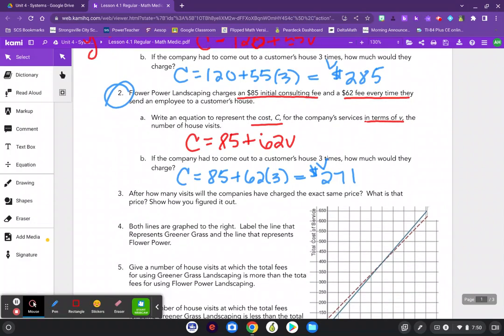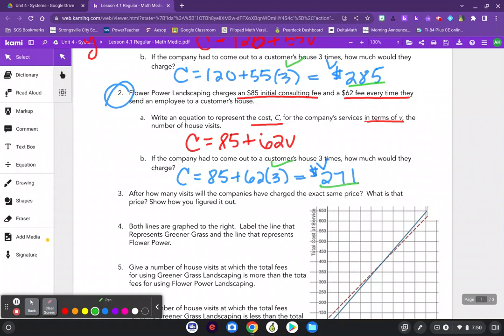It says, after how many visits will the companies have charged the exact same price? And what is that price? Show how you figured it out. And what I thought was really interesting is that there are a couple ways you can do this. One, you can just start testing numbers, right? We already tested numbers by substituting 3 in. They were not the same price when I substituted 3 in. I could substitute 4 in, 5 in, 6 in until these outcomes end up being the same.